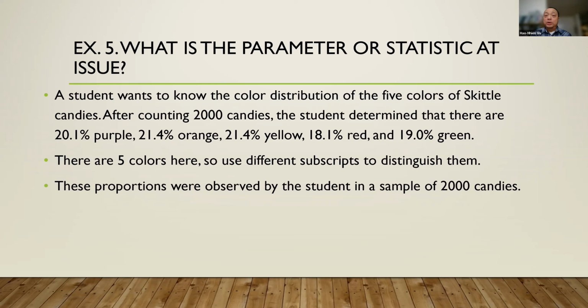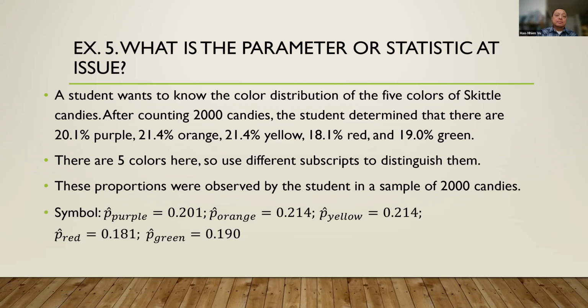These proportions were observed by the student out of the 2,000 candies. So all of this information is sample information. So it needs the sample symbol of p hat. P hat, subscript purple, subscript orange, subscript yellow, subscript red, subscript green. There's one more piece of information that I didn't write down. That is lowercase n is equal to 2,000.